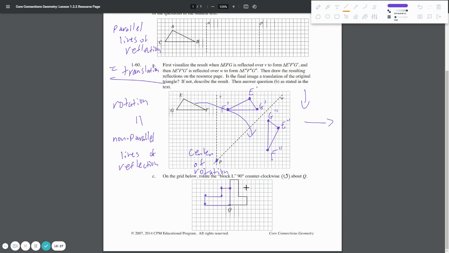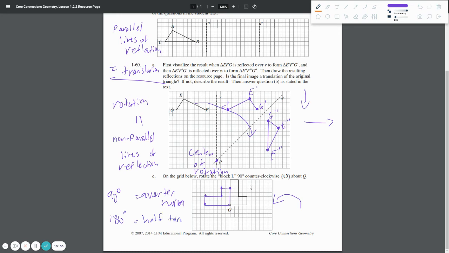Okay. It's going to look something like that. And it's rotating about this point Q here. So with tracing paper, what I would do is I would put my pen or pencil directly on Q. I'd press it pretty hard, and then I would shift my tracing paper, and I'm rotating it. Think about 90 degrees like it's a quarter turn. And then 180 degrees is a half turn.